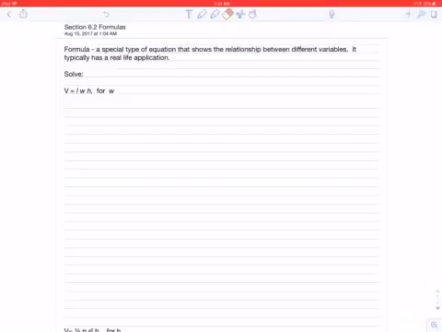the subject of the formula is V. It's a geometry formula that finds the volume of a rectangular solid. I want to change the subject of this formula to W. I want to solve it for W. So I need to isolate that W. Since the L and H are multiplied by the W, to get rid of the L and H, I'll do the opposite. I'll divide.